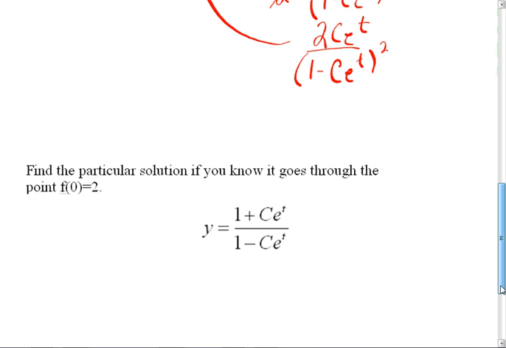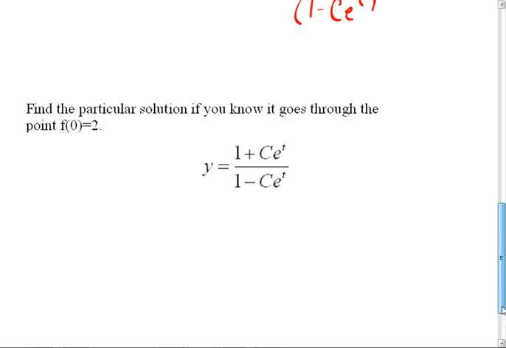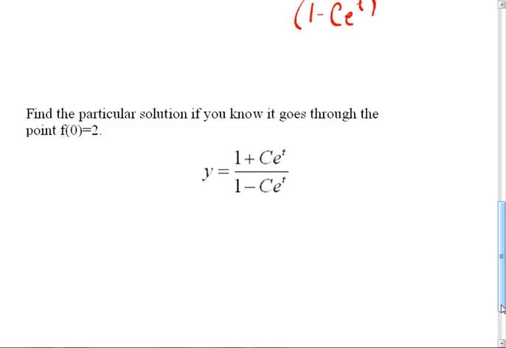And guess what? There's more, but this is easy. Find the particular solution if you know it goes through (0, 2). Okay, so 2 equals, we want to find c, you guys. So t is 0: (0 plus 1 plus c e to the 0) over (1 minus c e to the 0). This is easy compared to what we just did.